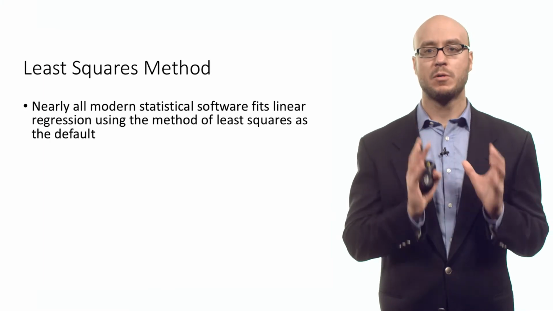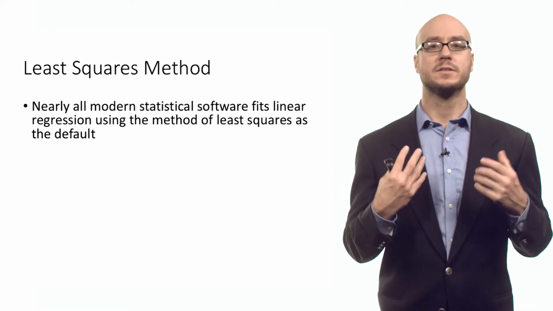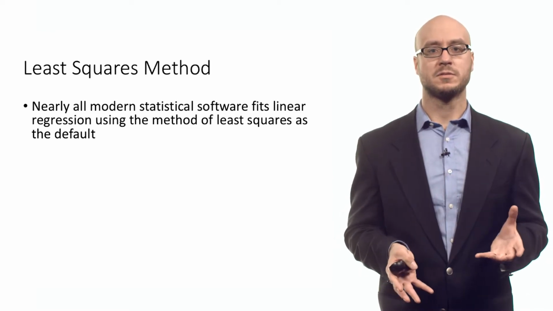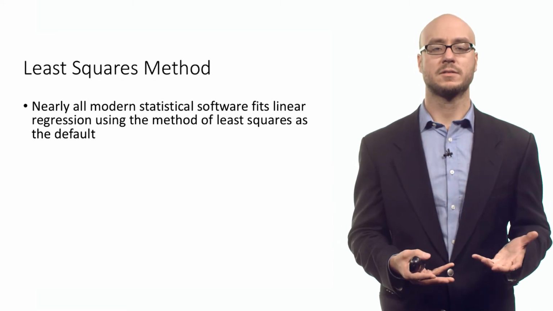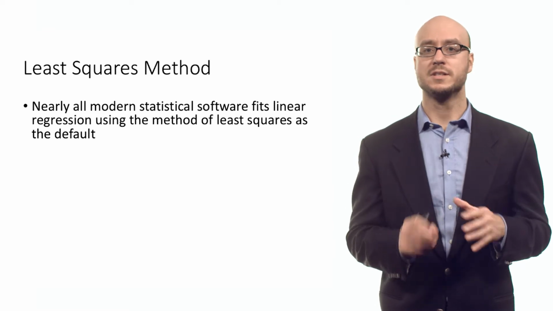So we just examined how to obtain these values of the intercept and slope. What we do is we minimize the sum of squared errors, and we call that the least squares method. Now in practice, you won't have to actually calculate by hand the sum of squared errors in most instances. Nearly all modern statistical software will fit classical linear regression or simple linear regression, and it will use this method of least squares as the default.